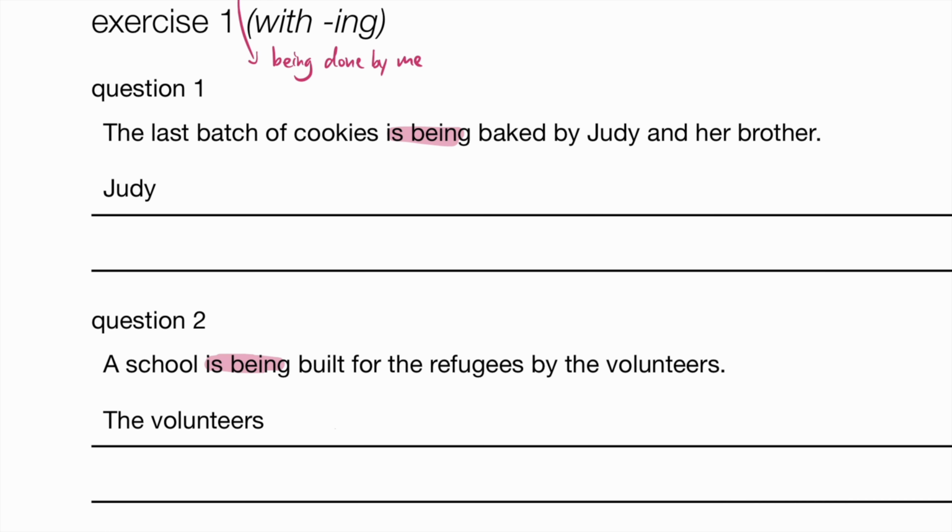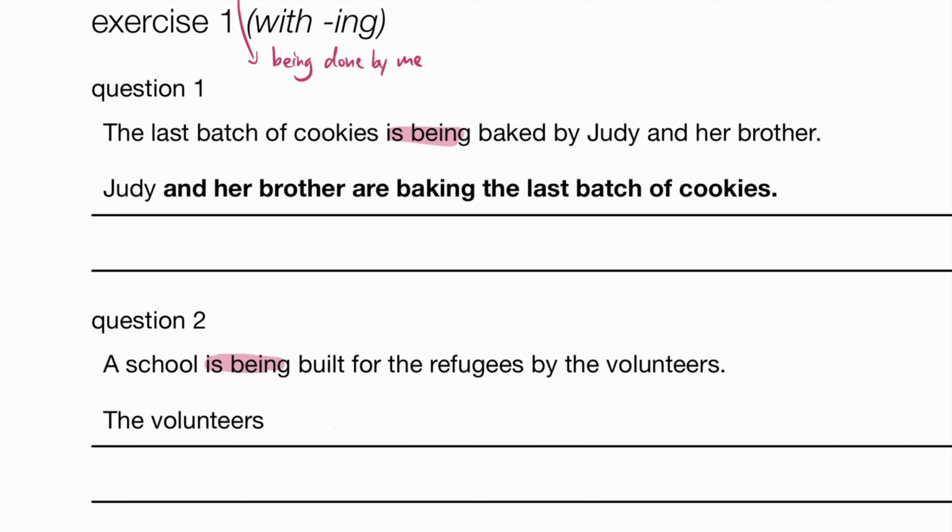So first question: The last batch of cookies is being baked by Judy and her brother. So the batch of cookies is being baked. This is actually passive voice. So let's convert that to active voice, shall we? Judy and her brother are baking the last batch of cookies. That's it. The meaning of the sentence is the same. It's just a different way of phrasing it.